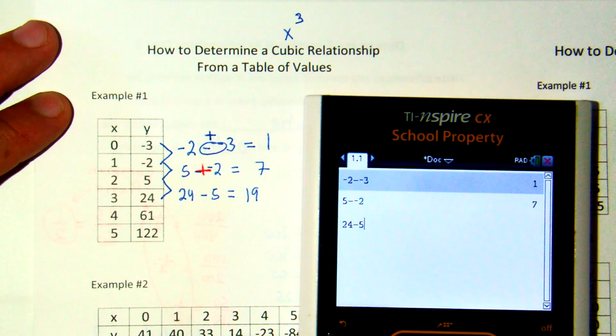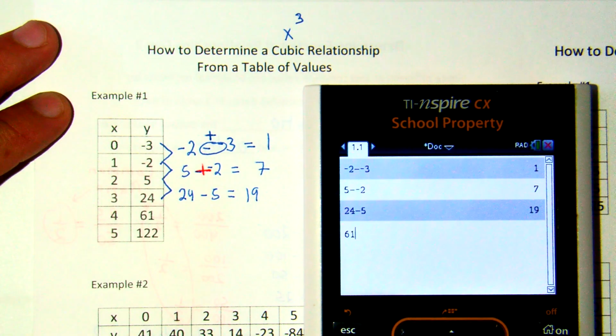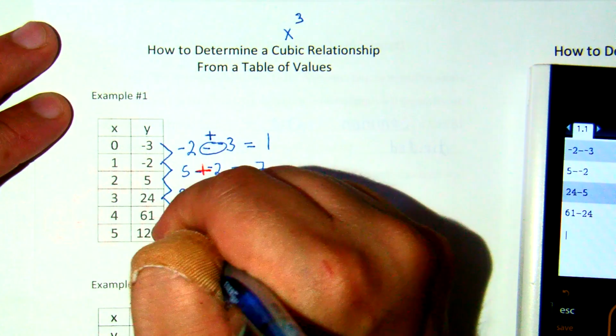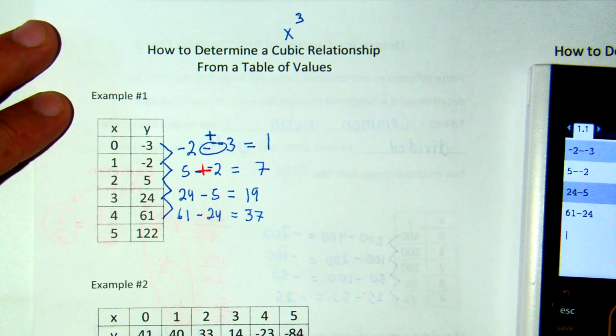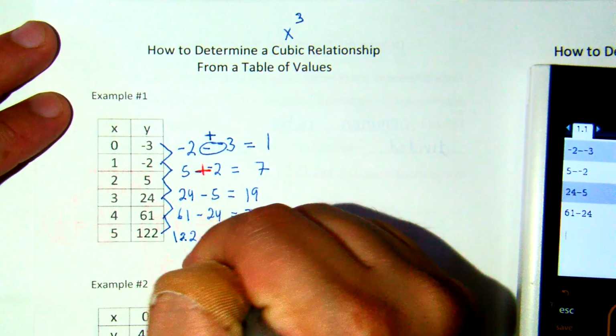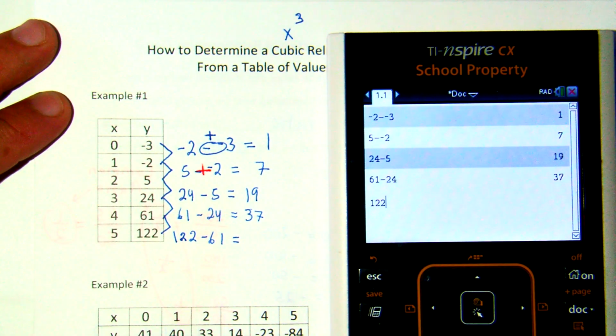And if you notice, I can do all the other ones pretty quickly. So I can say, okay, what's 61 minus 24? And that gives me 37. So already I can see what the difference here is. So 61 minus 24 equals 37. And then here, 122 minus 61. Okay, and we get 61 again.